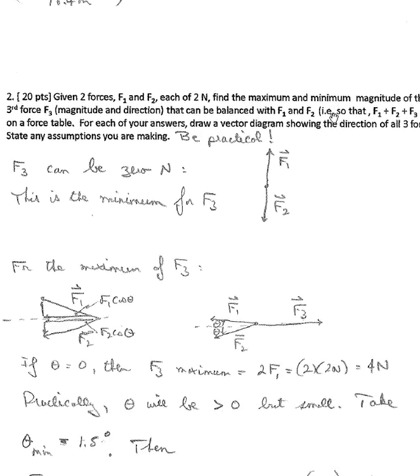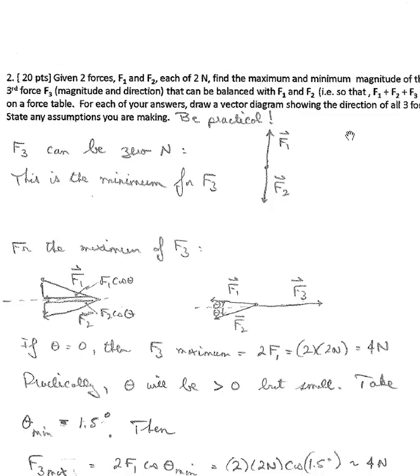Okay, question 2 says, given 2 forces, F1 and F2, each of 2 newtons, find the maximum and minimum magnitude of the third force F3, magnitude and direction, that can be balanced with F1 and F2. In other words, so that F1 vector plus F2 vector plus F3 vector is equal to 0, just like a force table scenario. For each of your answers, draw a vector diagram showing the direction of all 3 forces. State any assumptions you are making.